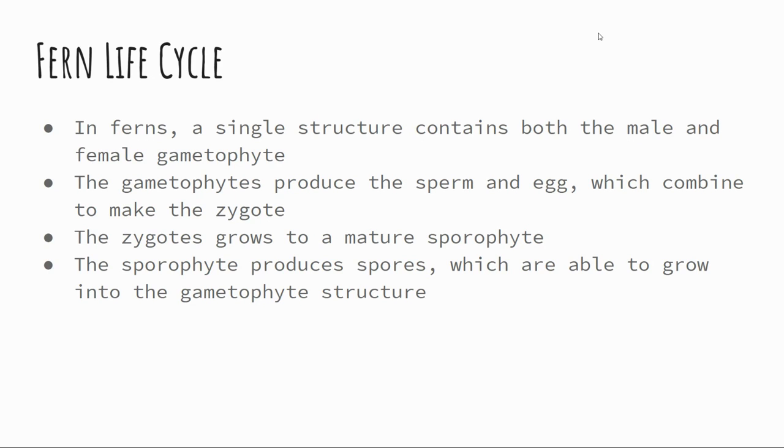So the steps of the fern life cycle. In ferns, a single structure contains both the male and female gametophyte. The gametophytes produce the sperm and egg, which combine to make a zygote. The zygote grows into a mature sporophyte, and the sporophyte produces spores, which are able to grow into the gametophyte structure.